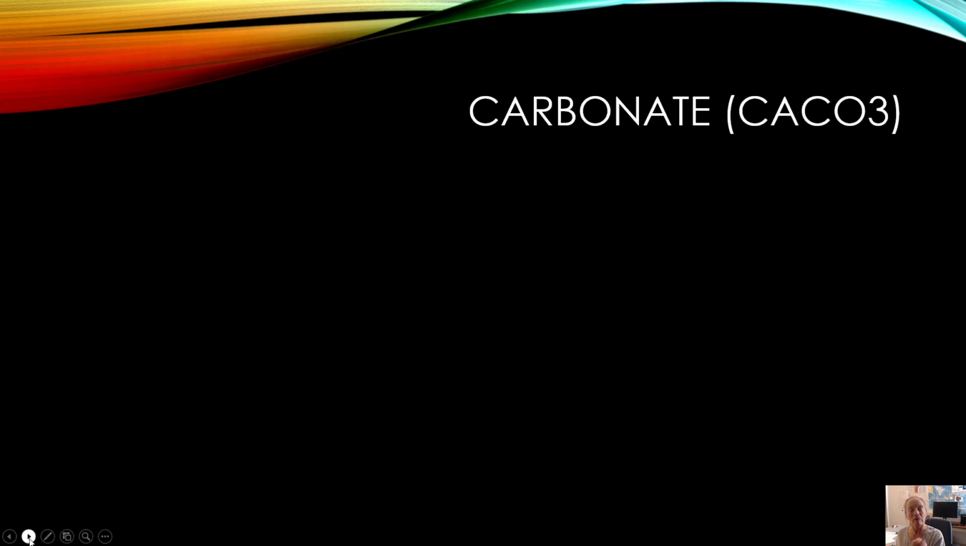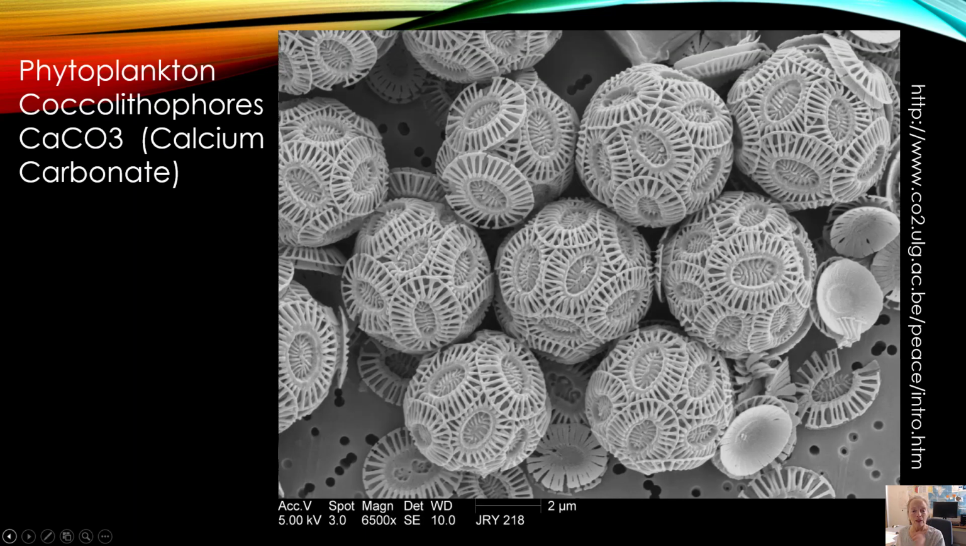Okay, calcium carbonate, much softer than silica. It dissolves in weak acid very easily. This is a big favorite with a lot of the phytoplankton, microscopic plants that live in the ocean. These particular microscopic plants are called coccolithophores. I'd never ask you that on a test.